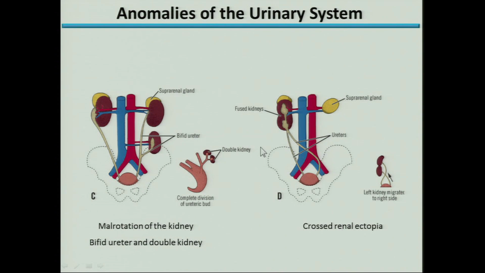If you have complete division of the ureteric bud, you can eventually get a double kidney. We have malrotation of one kidney where the kidney hilum faces anteriorly. And you can also get a bifid ureter again and a double kidney. If you have migration of the left kidney to the contralateral side, you can get cross-renal ectopia here with the ureters crossing over to the right side.